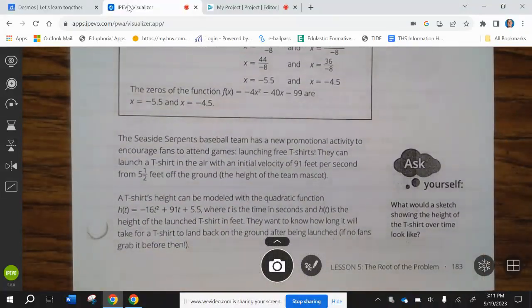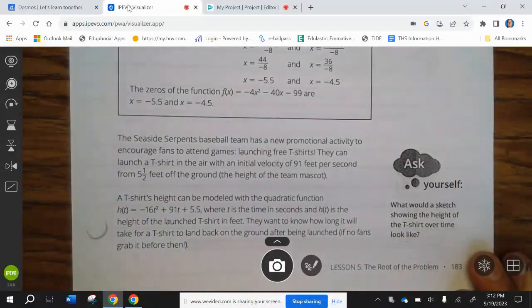Let's take a look. The Seaside Serpents baseball team has a new promotional activity to encourage fans to attend games: launching free t-shirts. They can launch a t-shirt in the air with an initial velocity of 91 feet per second from 5.5 feet off the ground, the height of the team mascot. A t-shirt's height can be modeled by the quadratic function h of t equals negative 16t squared plus 91t plus 5.5, where t is time in seconds and h of t is the height of the launched t-shirt in feet. They want to know how long it will take for a t-shirt to land back on the ground after being launched if no fans grab it before then. Now let's take a look at the next page.